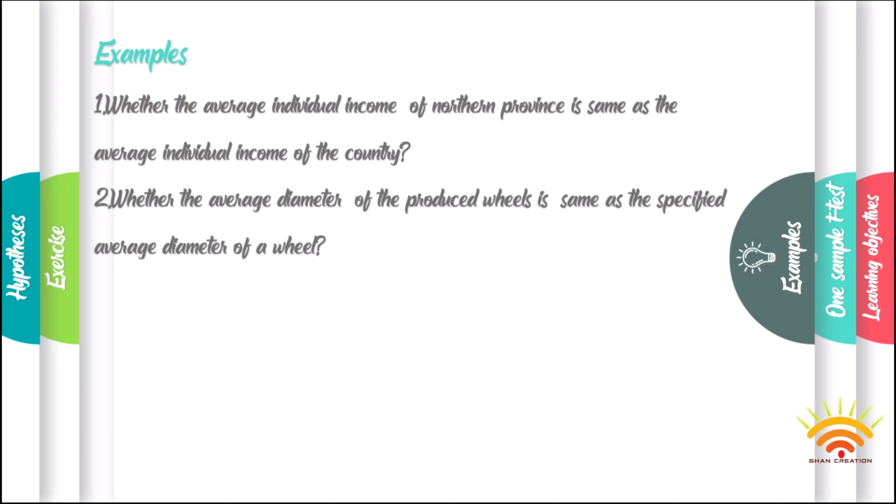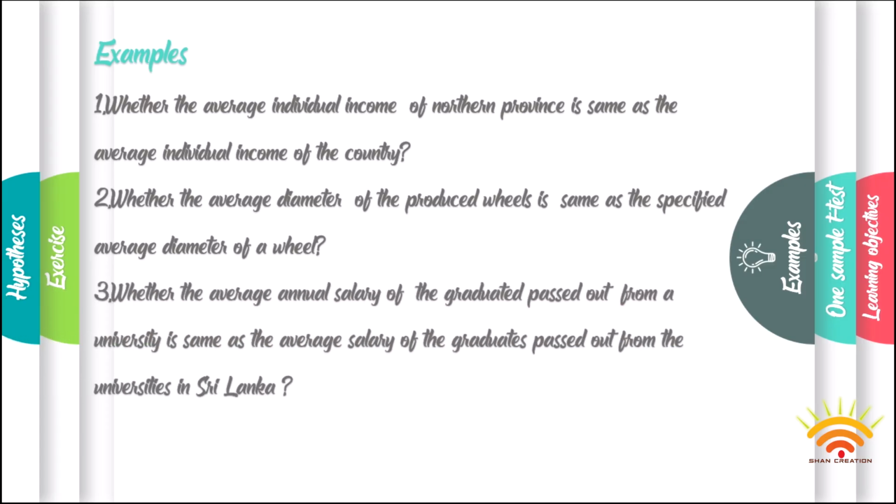And also, a researcher wants to identify whether the average annual salary of graduates who passed out from a university is the same as the average salary of graduates who passed out from the universities in Sri Lanka. So to check whether the salary of the graduates from that particular university is the same as the average salary of graduates from all universities in Sri Lanka, we can compare the average salary by selecting one sample from that particular university. Now we can understand how to run this one sample t-test in SPSS.